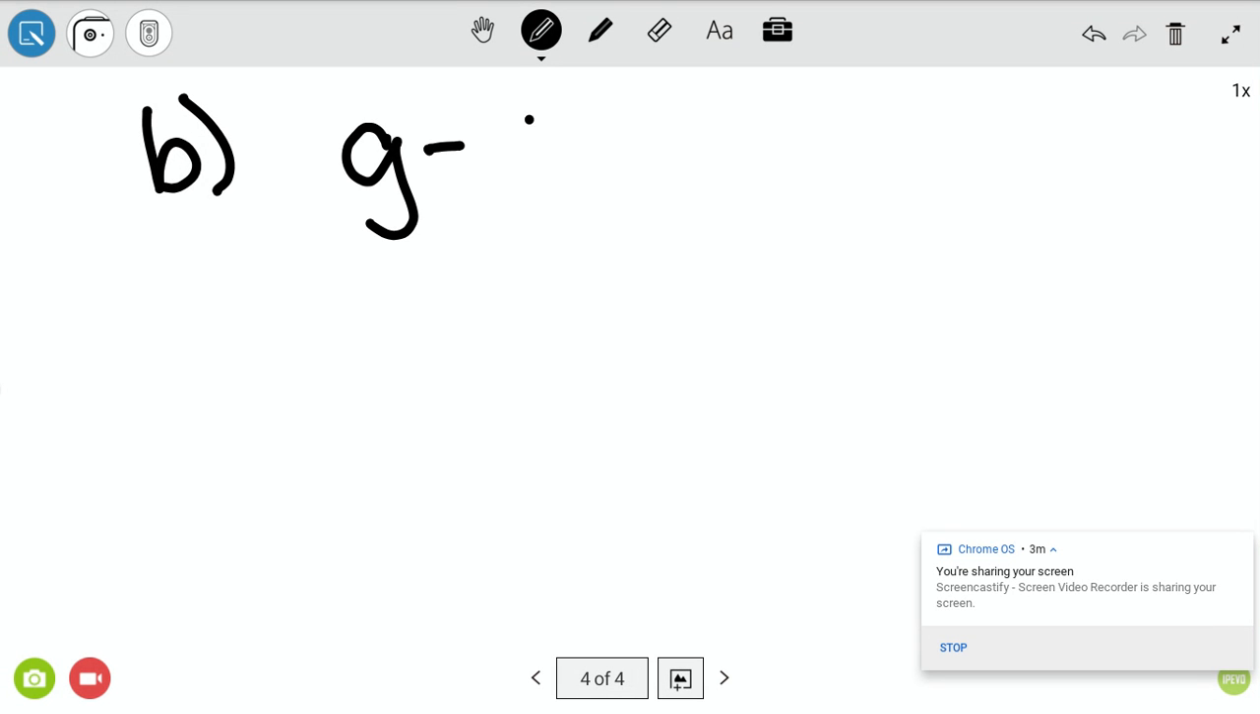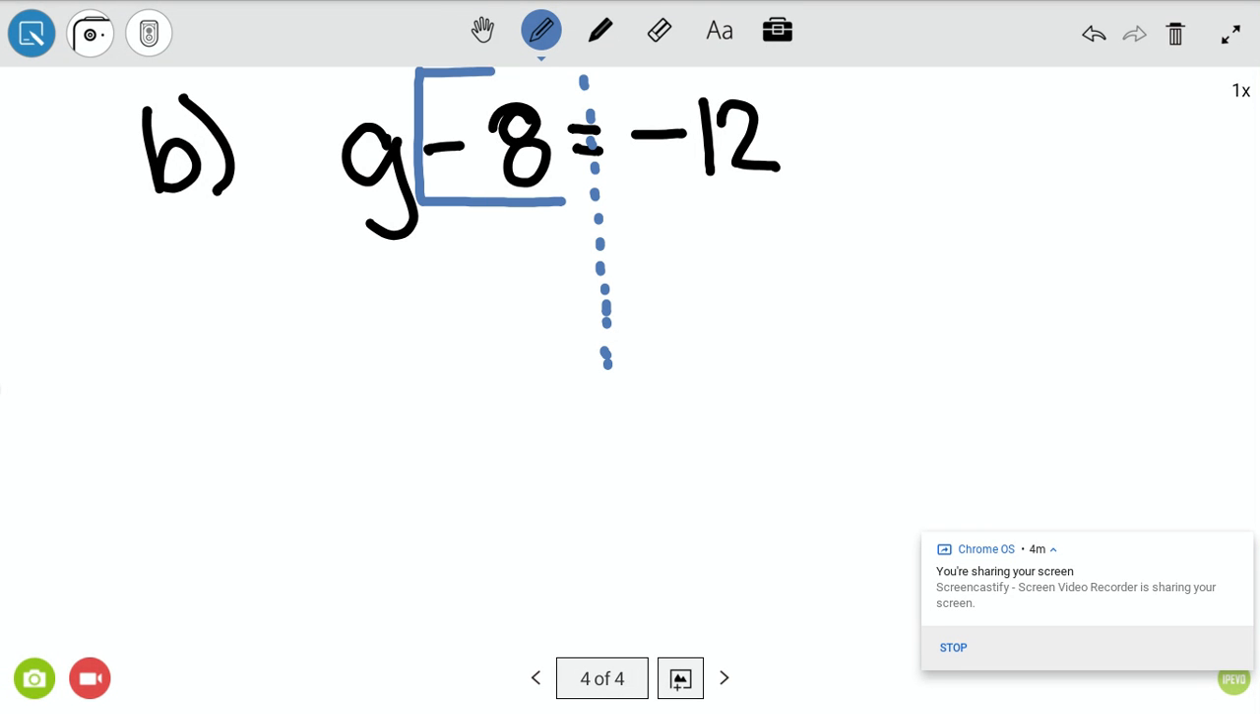G minus 8 equals negative 12. All right, so the equal sign is our dividing line. The only thing we want on the left-hand side is a variable. If it doesn't have a variable, we're going to move it over. So the G is a variable. The negative 8 is not a variable.